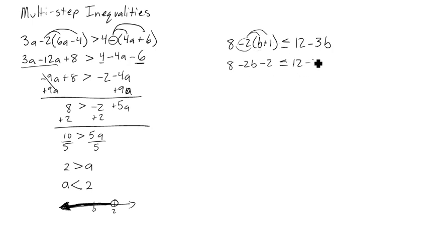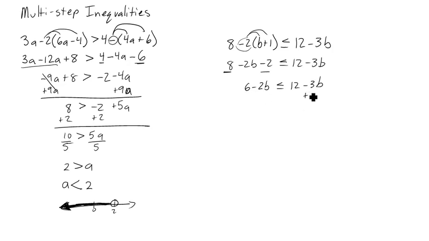Okay, again, I'll put together like terms on each side just because that's going to simplify things. So I've got a positive 8 minus 2 here. So 8 minus 2 is 6. So I've got 6 minus 2b less than or equal to 12 minus 3b. Okay, go ahead and put all the b's on the same side. You got to have all the variables together, right? So we're going to move one of these to the other side. You can either add a 2b or add a 3b.